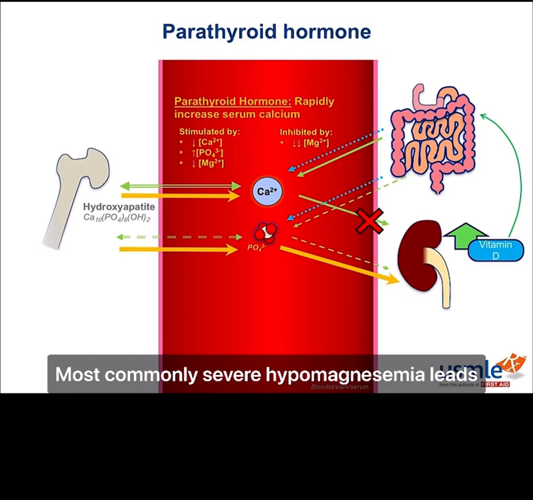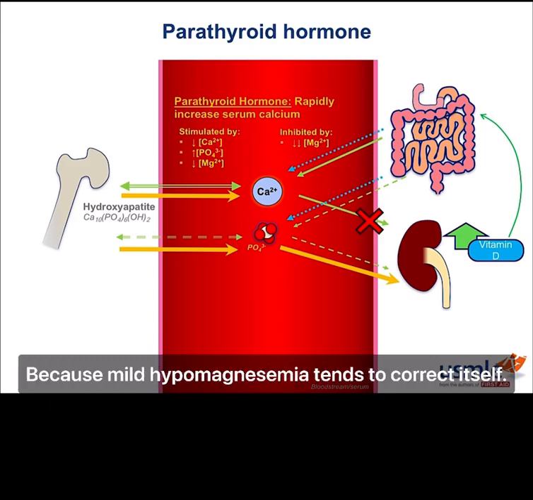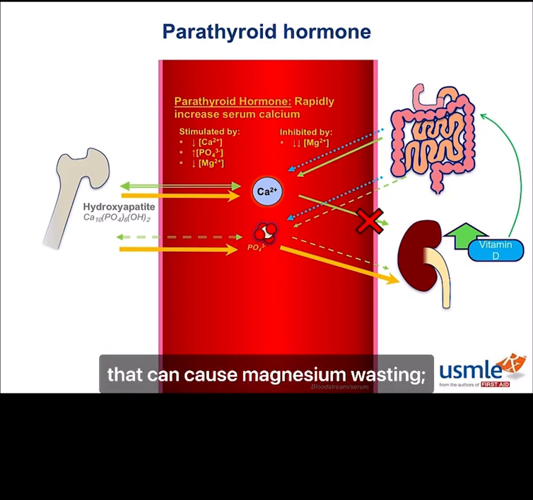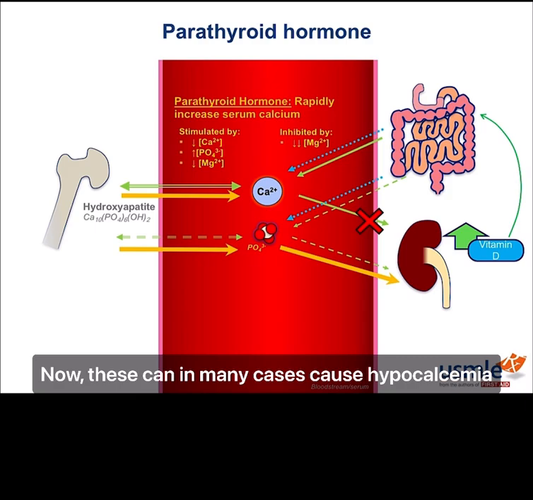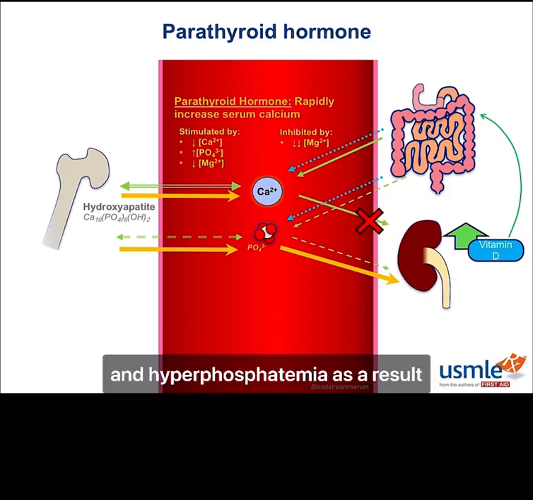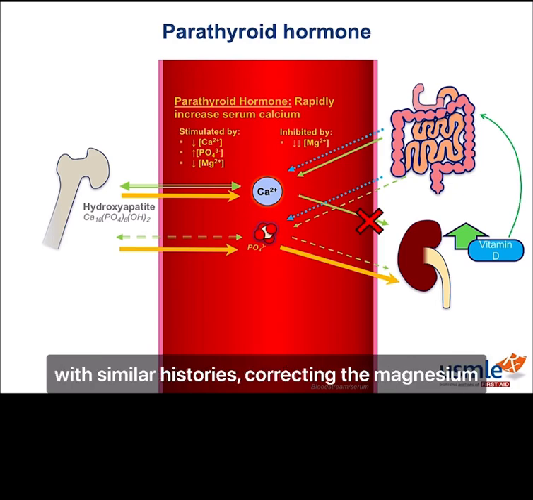Most commonly, severe hypomagnesemia leads to clinically significant hypoparathyroidism, because mild hypomagnesemia tends to correct itself. Now there's a lot of things that can cause magnesium wasting. Diarrhea, diuretics, alcohol abuse, and the aminoglycosides among them. Now, these can, in many cases, cause hypocalcemia and hyperphosphatemia as a result of the inhibition of parathyroid hormone. Just remember that in these patients with similar histories, correcting the magnesium is critical to correcting the calcium and phosphate.